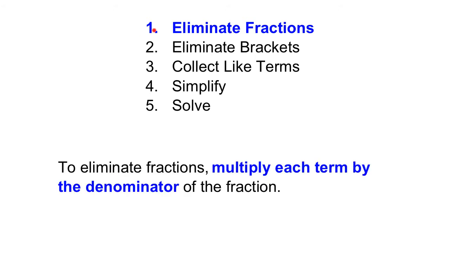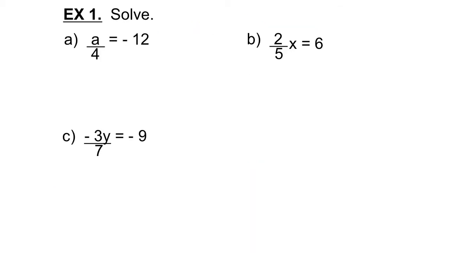So to eliminate fractions, this is what we're going to do. We're going to multiply each term by the denominator of the fraction. So it goes back to that opposite operation. I'll show you what I mean. Here's some examples. Here I have a fraction, a/4. It's equal to -12. Well, to get rid of the fraction, I'm going to multiply each term by the denominator of the fraction. Really what I'm doing is the opposite operation.